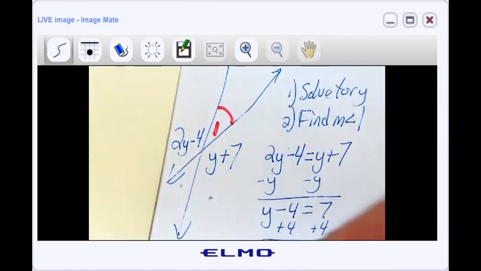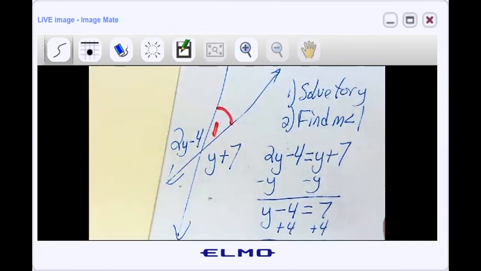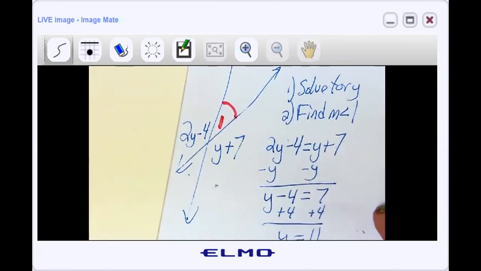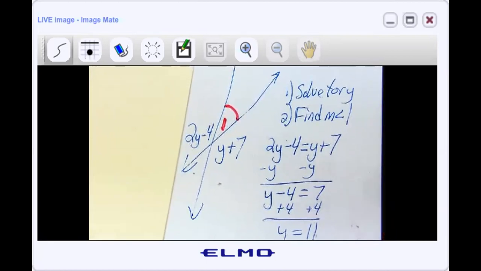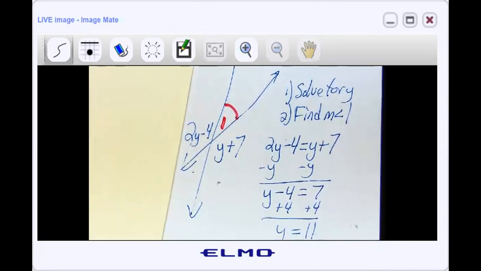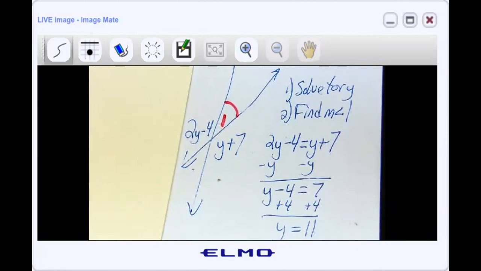Okay, great. Now, they want the measure of angle 1. Oh, sorry. I'm off a little bit. So great. I know that y is 11. Remember, the drawing is not to scale. Nothing is to scale. But if y is 11, I should be able to find the measure of angle 1.